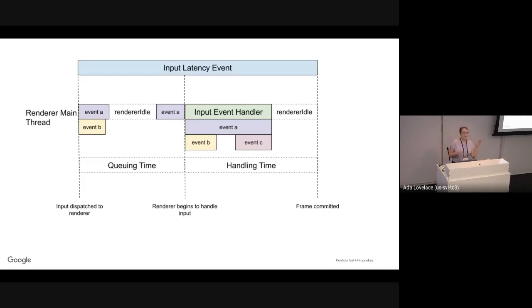So the queuing time is when we had the input event and we hadn't handled it yet. And then the handling time is from when we had started the handling to when we committed the frame. So those were our beginning and ending for our latency events. We only looked at the render main thread.